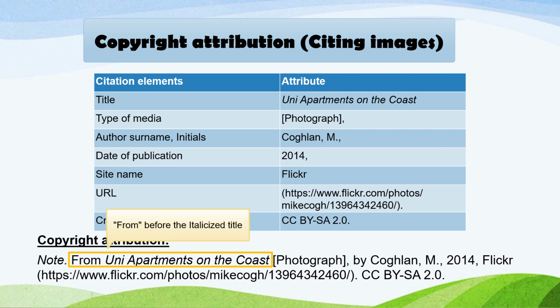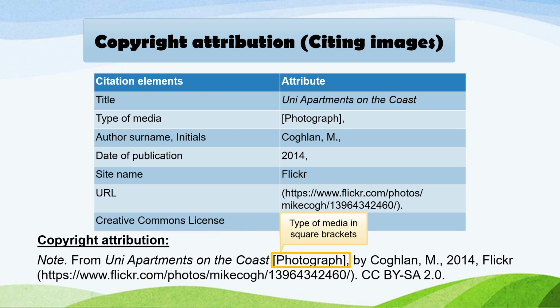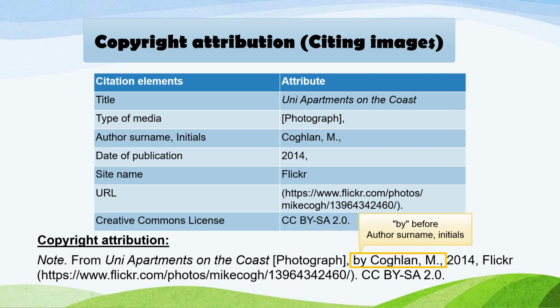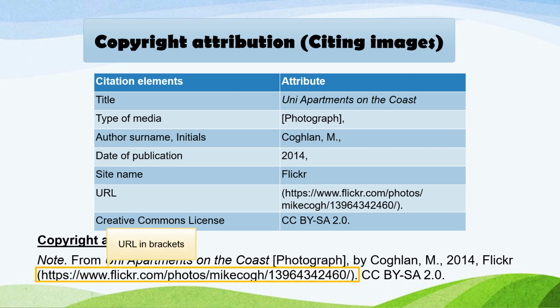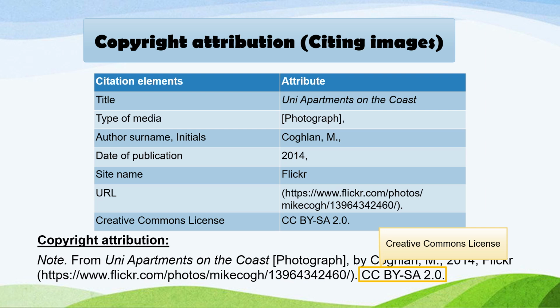The attribution starts with "from" before the italicized title. Follow with the type of media in square brackets. Add "by" before the author's surname and initials, publication date, and site name. Include the URL in brackets and the appropriate Creative Commons license.